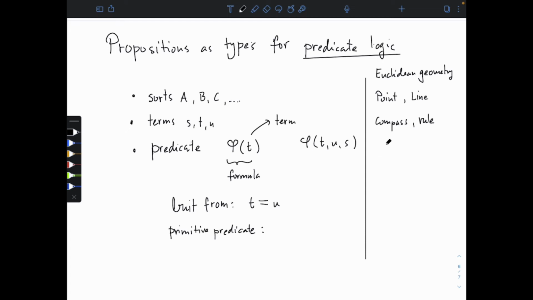Then there would be some predicates. What will be the basic predicate? The primitive predicate will be that a point lies on a line, right? A point is on a line, so coincidence. Point P is on line L. That will be a basic predicate, which I would write using this symbol, but then everybody will think I'm doing set theory, so I will refrain from doing that.